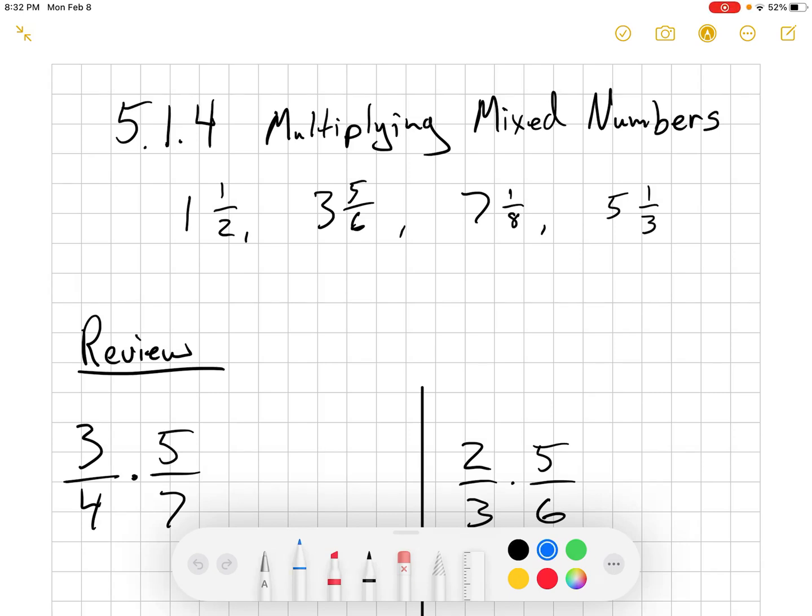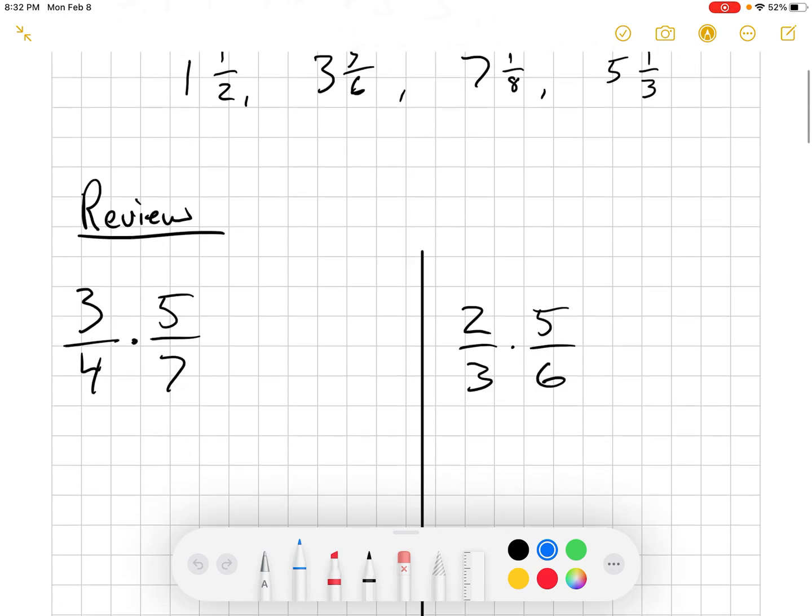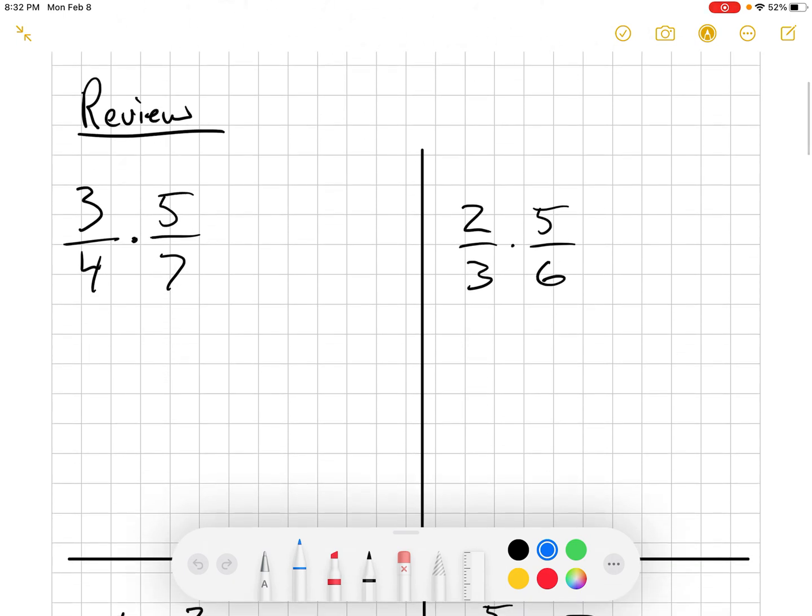Here's a video for 5.1.4, multiplying mixed numbers. And you can just see some examples of mixed numbers right there: 1 1/2, 3 5/6, 7 1/8, 5 1/3. I'm going to do a couple of quick review problems before I dive into our goal today.